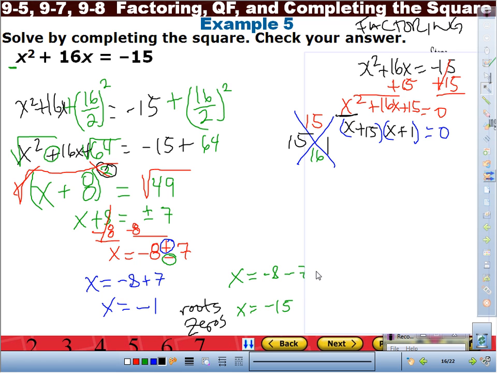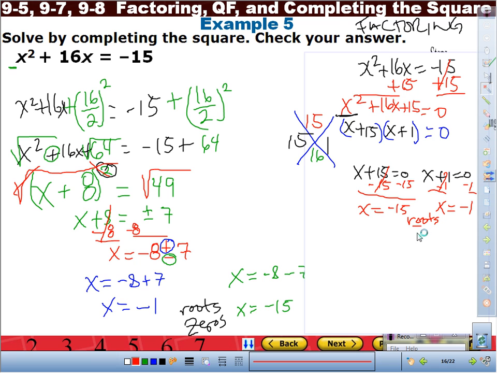Set each factor equal to 0. So we get x plus 15 equal to 0, and x plus 1 equal to 0. Let's solve. Minus 15, minus 15. This is minus 1, minus 1. So x equals negative 15 and x equals negative 1. What are those called? Roots or zeros. That's my solution. Did we get the same thing that we did over here? Yeah, negative 1 and negative 15.